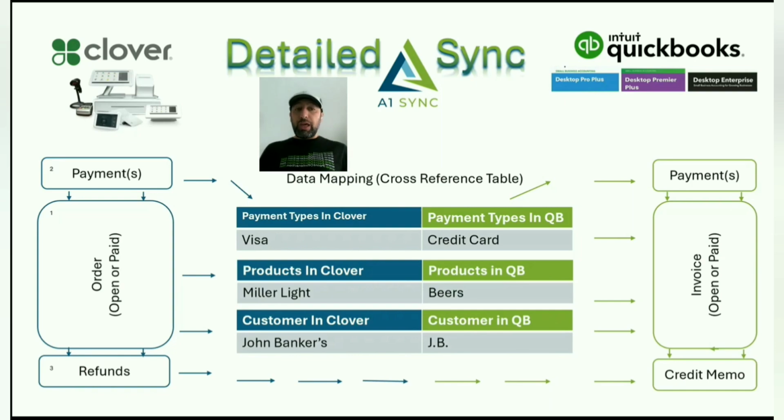You can do that. And so a cross-reference table just sits there and allows the merchant to say John Bankers is JB, and that's it. So now every time when an order comes with John Bankers, we know that John Bankers is JB, and that invoice makes it to that customer in QuickBooks, right? So now, so far, we've run the open orders from Clover to QuickBooks, and that process basically happens live, right, in real time. So for every order that gets created, you get an invoice in QuickBooks.